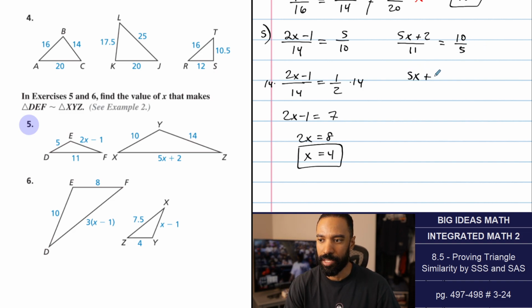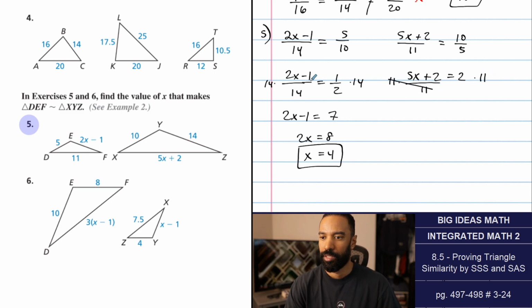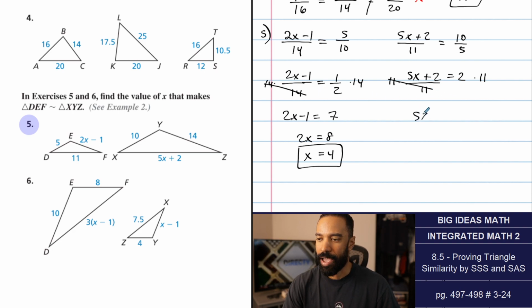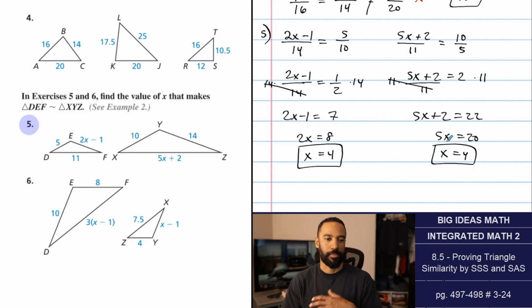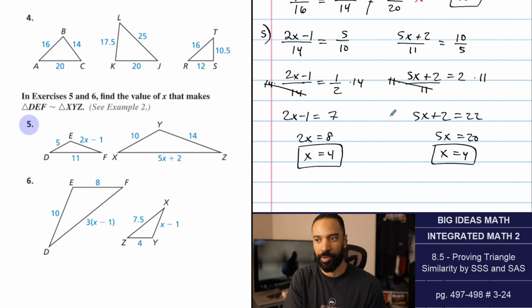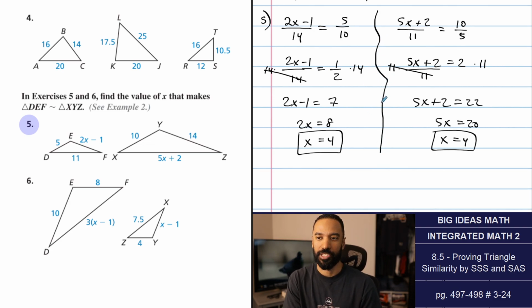So let's do the same thing as we were doing before. Whoops, 5x plus 2 over 11 is 2. Multiply both sides by 11. And here we get 5x plus 2 equals 22. 5x equals 20. Divide, and you get x equals 4. That seems to pan out alone. It's probably not worth doing that next part to show proportionality, since I can confirm my answer from that. Remember, you really only need to do one or the other, but this seems to work out.